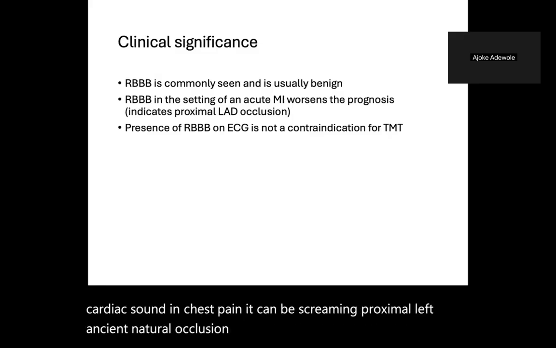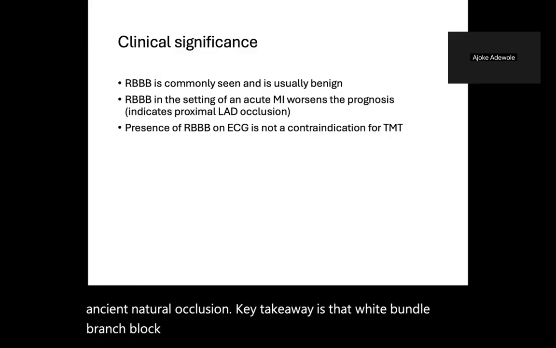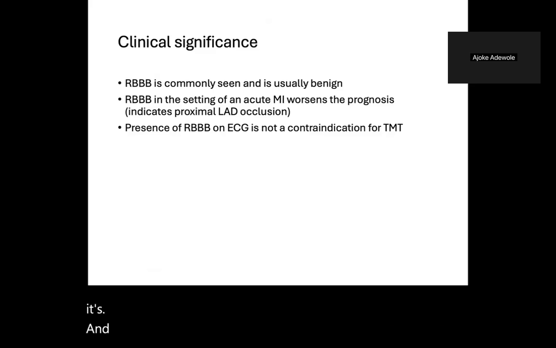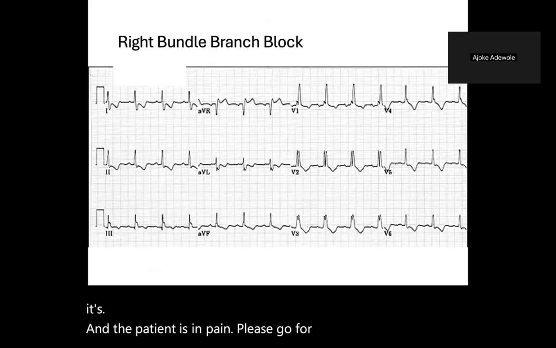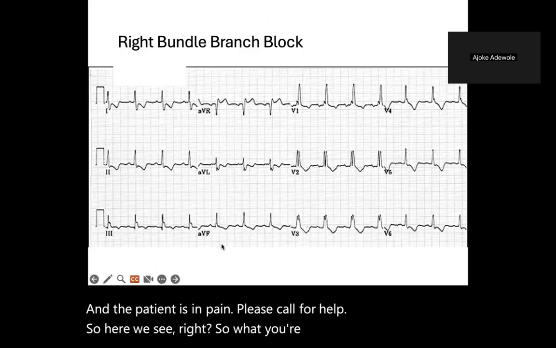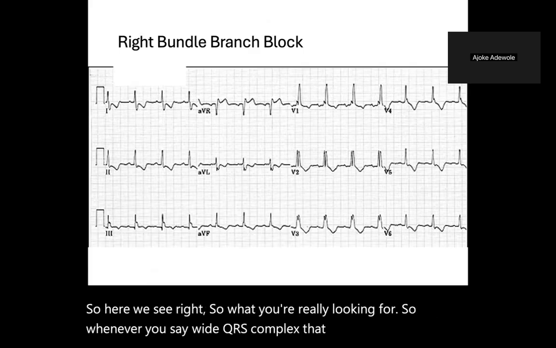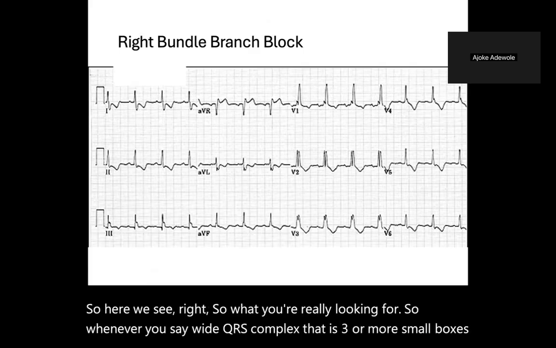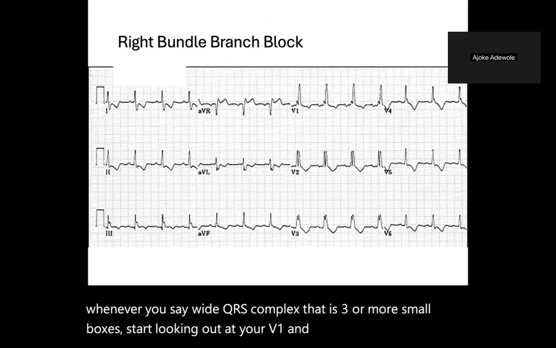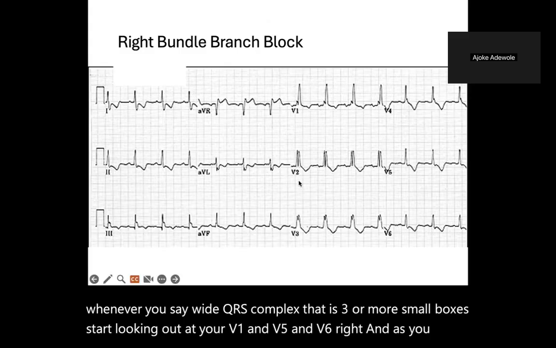Key takeaway is that right bundle branch block does not ban you from the treadmill testing. But if it's new and the patient is in pain, please call for help. So here we see what you're really looking for. Whenever you see a wide QRS complex that is 3 or more small boxes, start looking at your V1, V5 and V6, right? And as you can see, we see the bunny ears here.